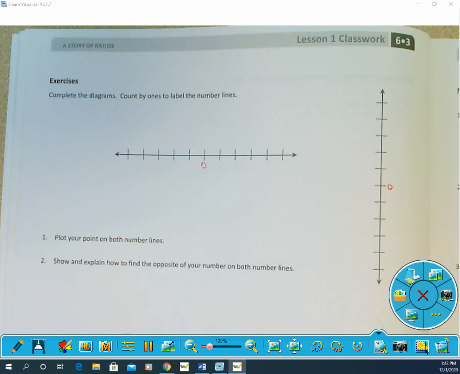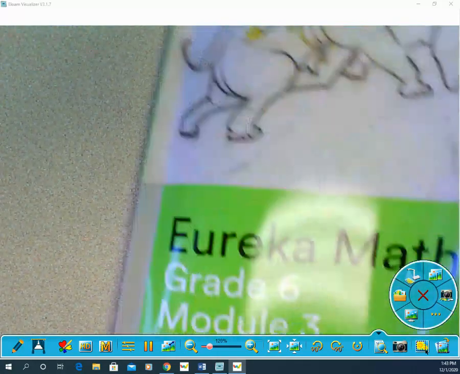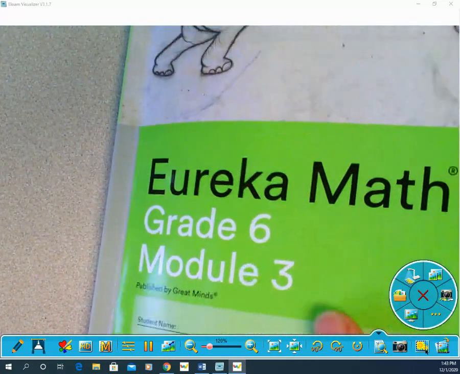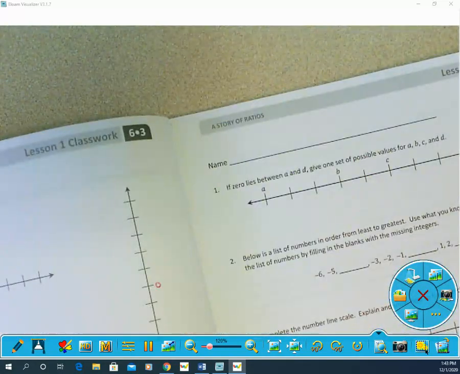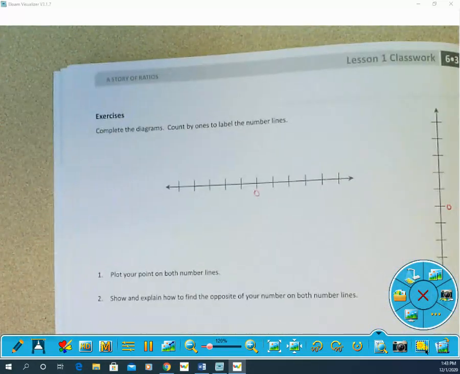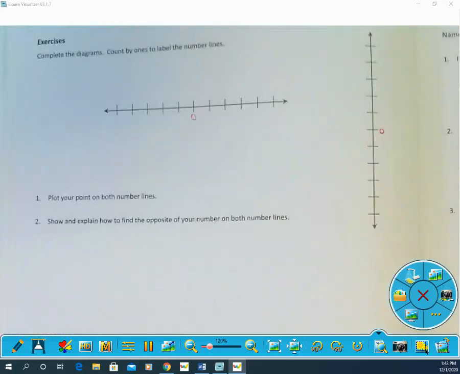Hello, so we are now on Module 3, Lesson 1. Please make sure that your Module 3 workbook is in front of you, and you are on Lesson 1. I am beginning on page 2.